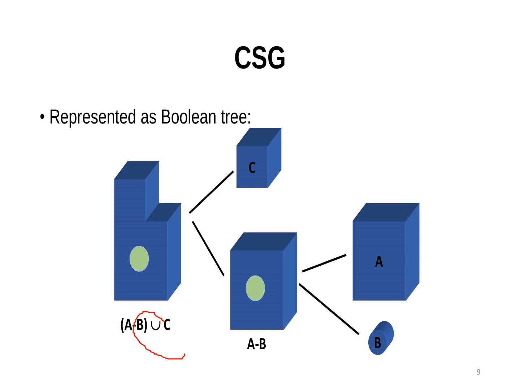Jadi kenapa benda ni penting untuk kita faham? Sebab Boolean trees allow for easy editing and parametric update since each operation and component is retained, and it is efficient for feature-based modeling dalam computer-aided design software.